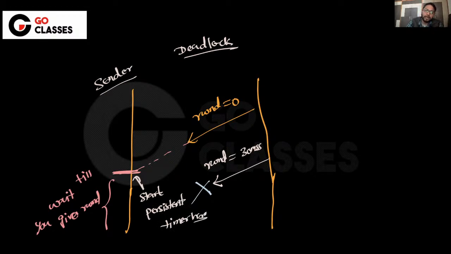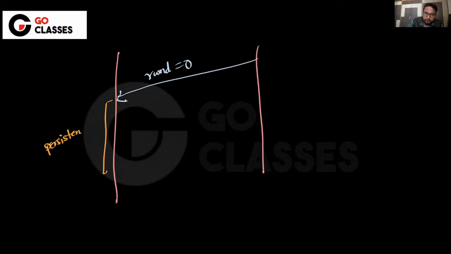It will say that after some time I will again ask, are you still 0? Which means if you are saying the receiver window size is 0, then I will start a persistent timer here, and after some time I will again ask, are you still 0?